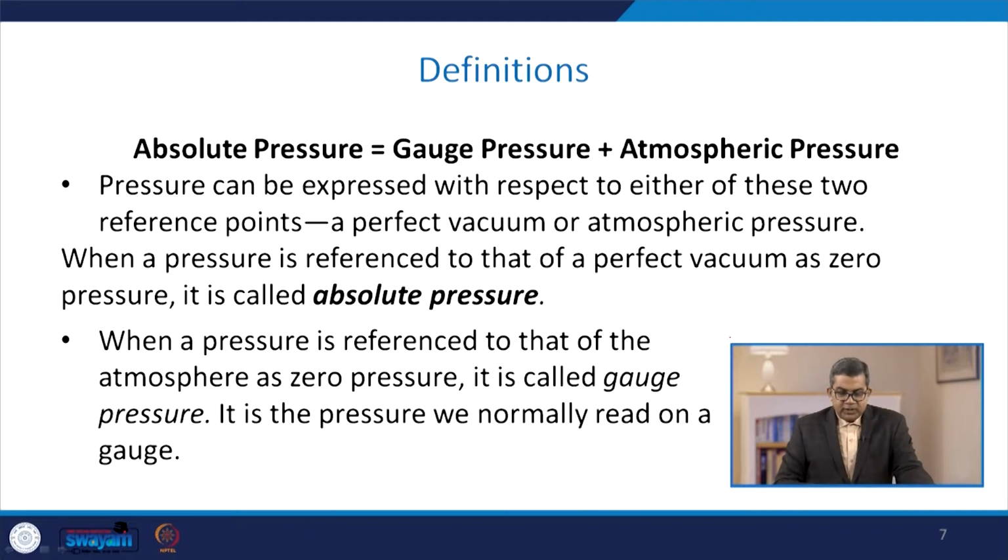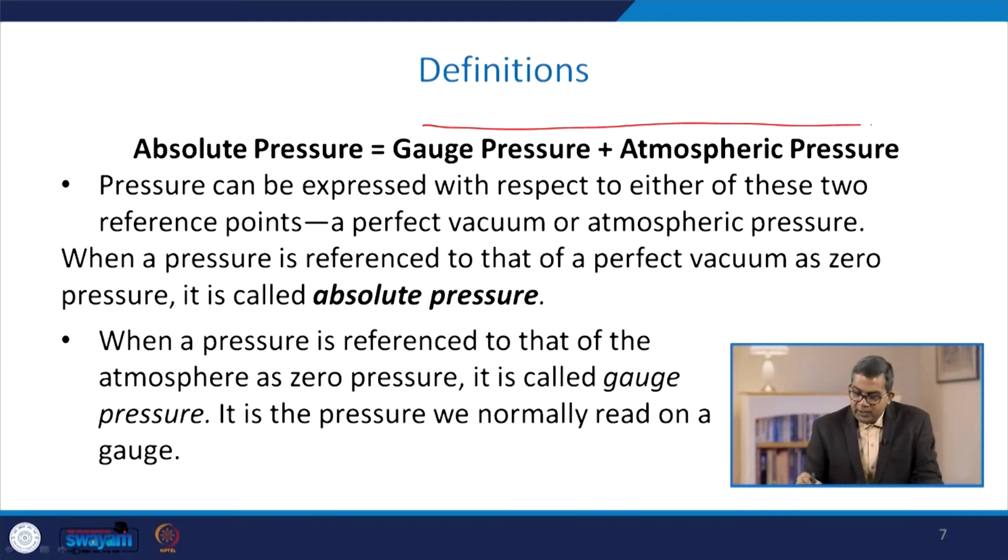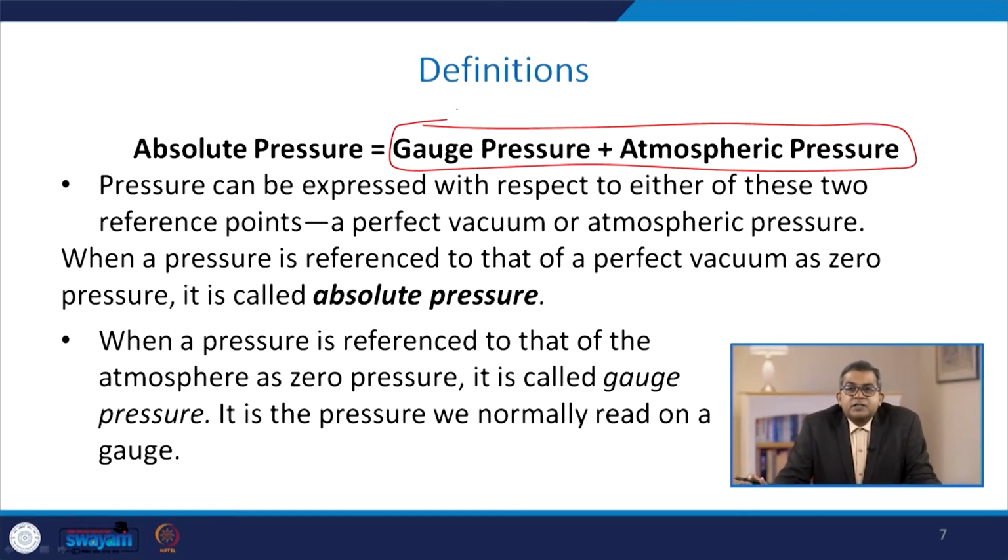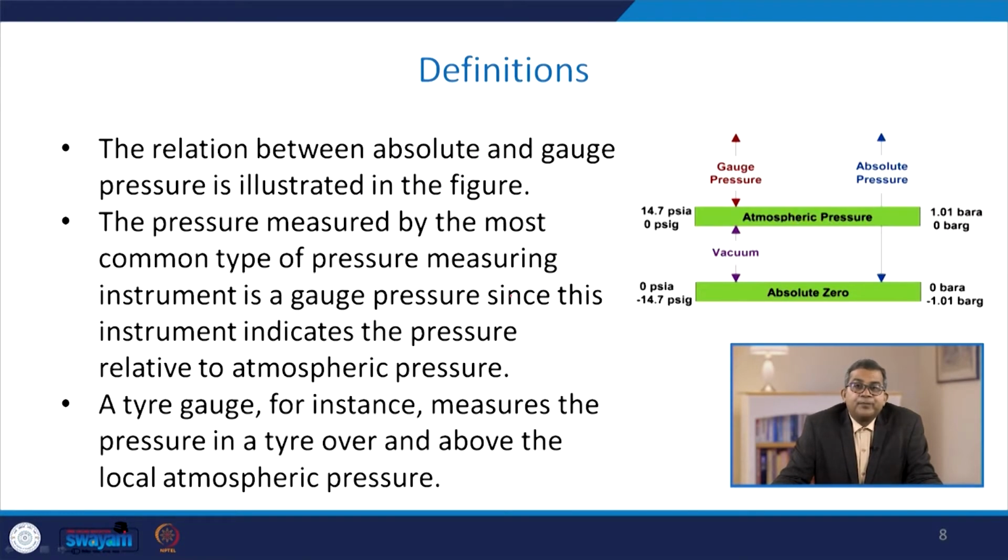Absolute pressure is equal to the gauge pressure plus atmospheric pressure. Pressure can be expressed with respect to either of two reference points: a perfect vacuum or atmospheric pressure. When a pressure is referenced to a perfect vacuum, zero pressure, it is called the absolute pressure. When a pressure is referenced to atmospheric pressure, then atmospheric pressure is termed zero pressure and it is called the gauge pressure. It is the pressure we normally read on a gauge.